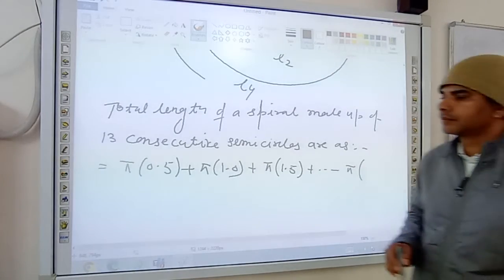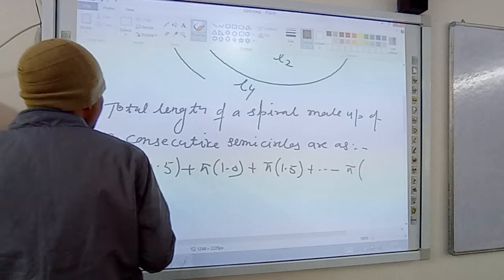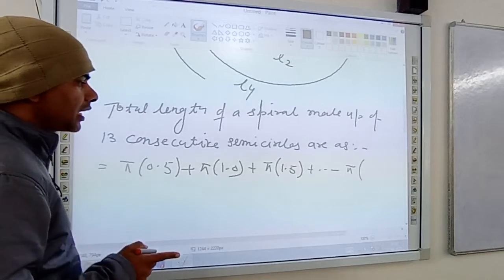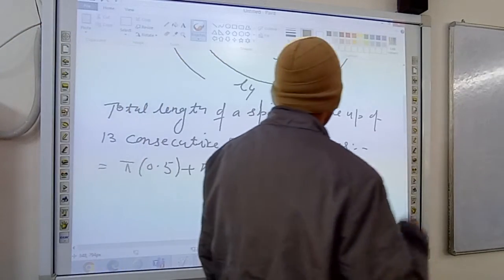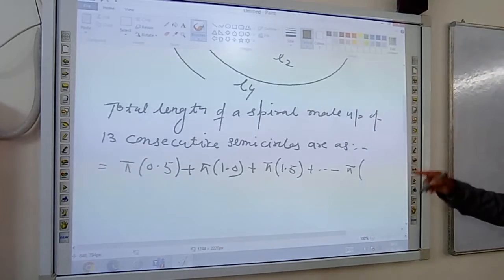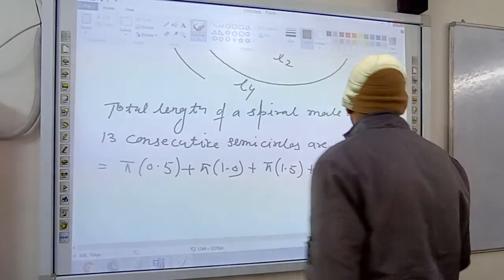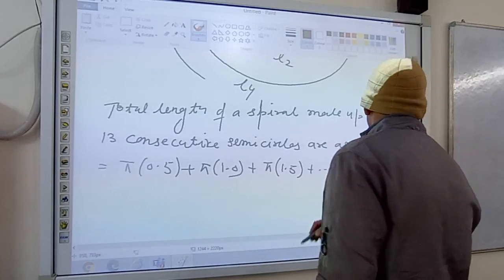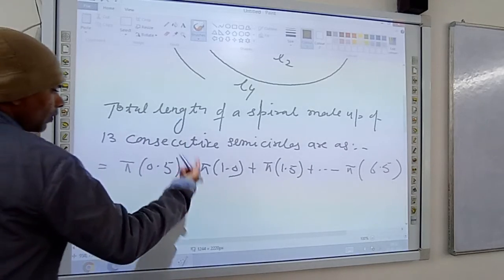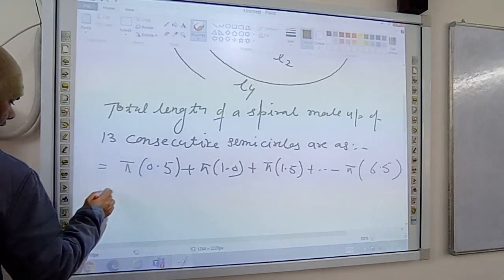Please tell me. First semicircle radius is 0.5, second is 1.0, third is 1.5, fourth is 2.0, and the 13th semicircle radius will be 6.5. Very good. First 0.5, second 1, third 1.5, 13th 6.5.